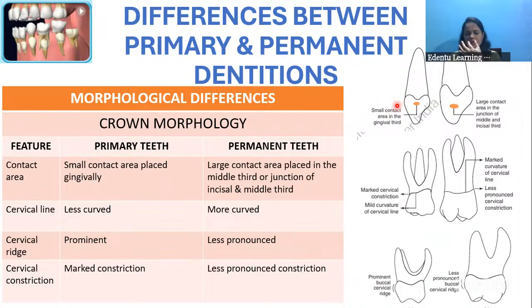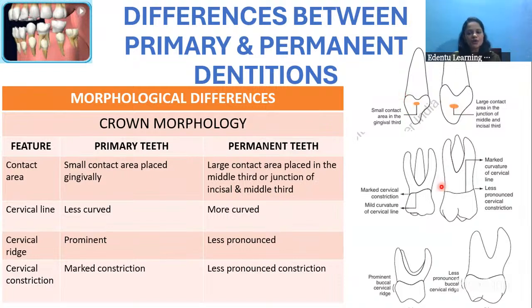Like there will be spacing in between the teeth, but if the tooth is contacting, then this contact area will be placed more gingivally, more towards the gingiva. Whereas in the permanent teeth, this contact area is usually seen at the junction of the middle and the incisal third, somewhat here at the center of the tooth. So usually you will see the contact area somewhat here.